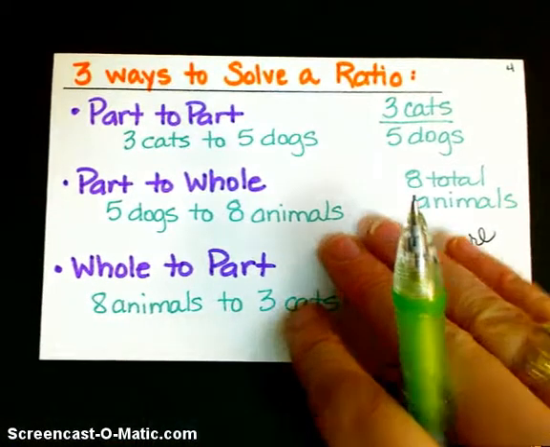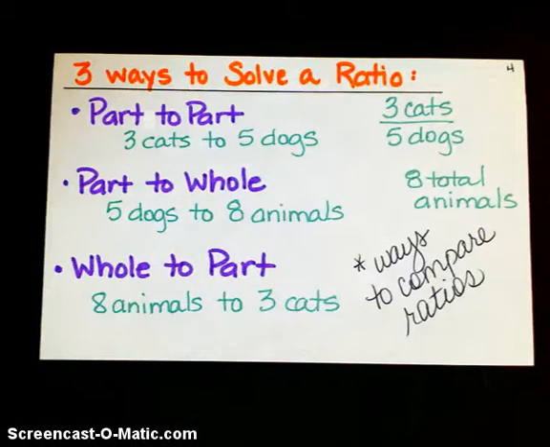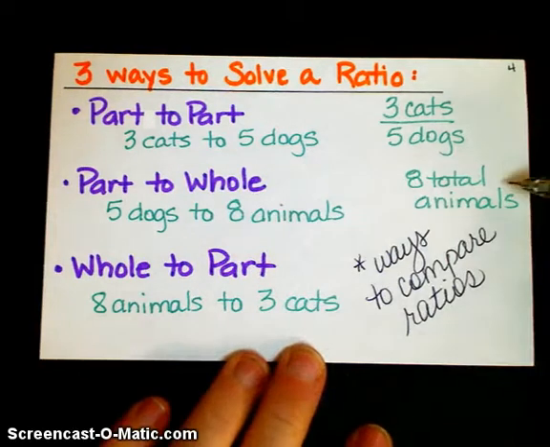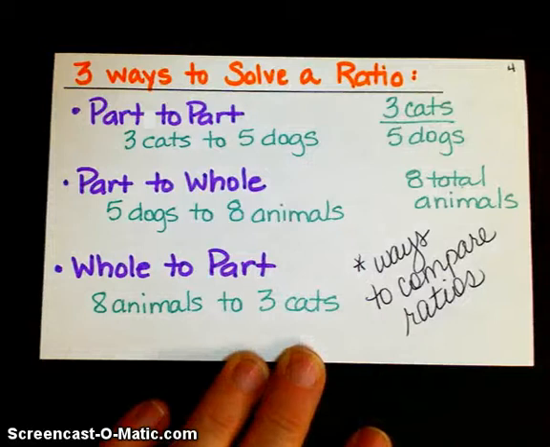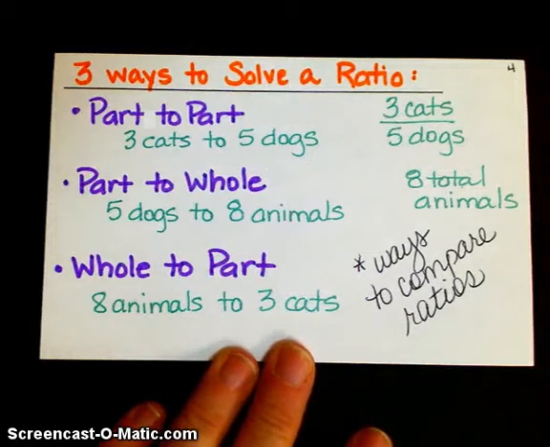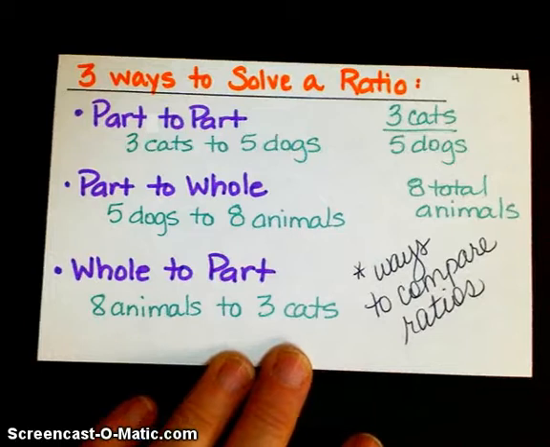There's not only 3 ways to write a ratio, there are 3 ways to solve a ratio. We can have a part to part, which would be like the 3 cats to the 5 dogs. We could have a part to a whole, which is like saying 5 dogs to 8 animals altogether, because 3 plus 5 equals 8. Or a whole to a part, which would be like 8 animals to 3 cats. These are all the different ways that we have to compare ratios.